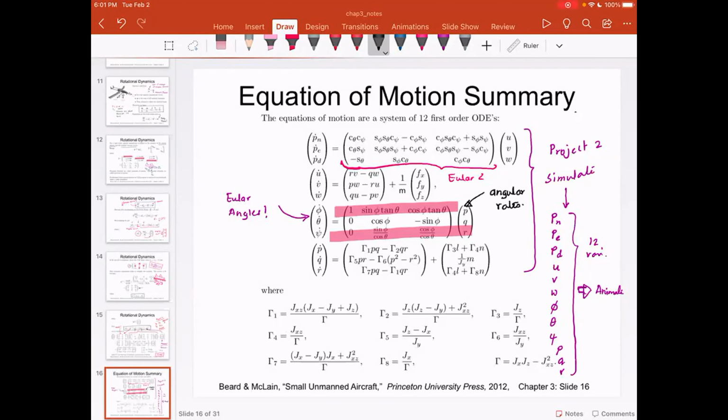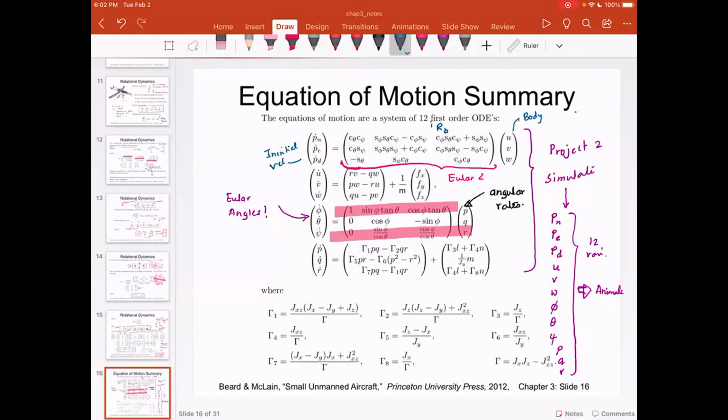As you can see on the screen, there are 12 equations of motion. The first 3 equations are associated with the velocities. These are inertial velocities. These are body velocities. And we have a rotation transformation, which is nothing but yaw, pitch, and roll, that converts body to inertial. So this rotation matrix is going to convert body to inertial.